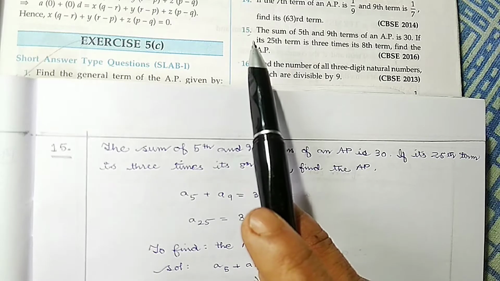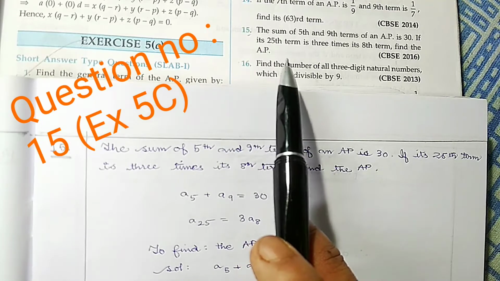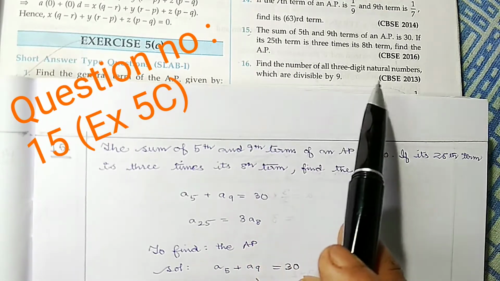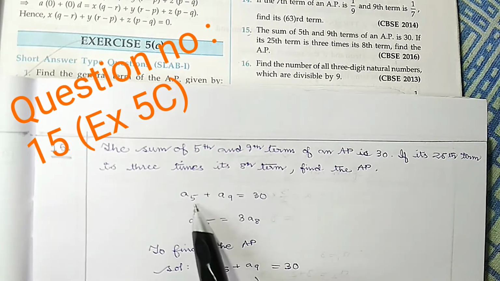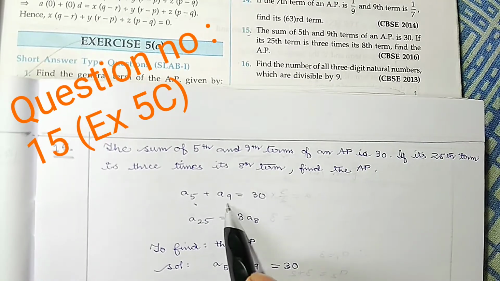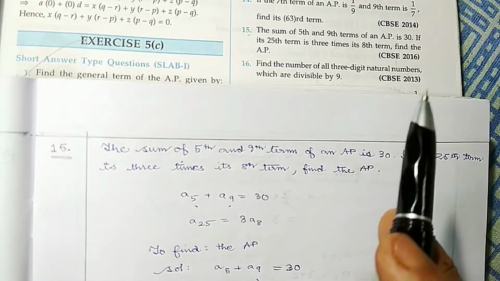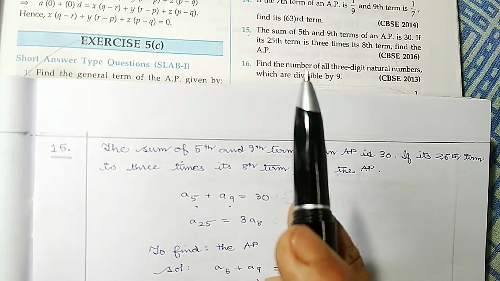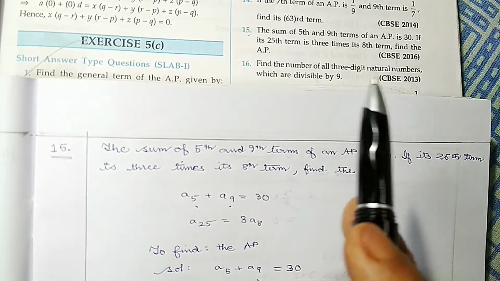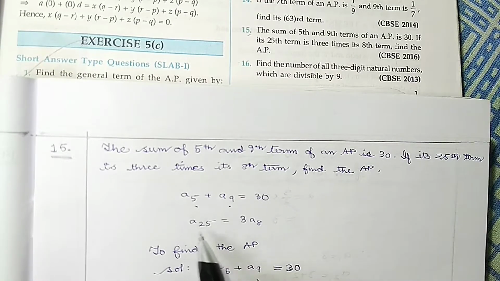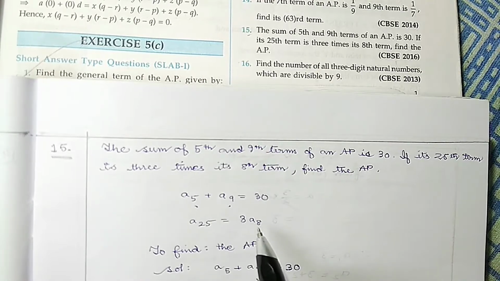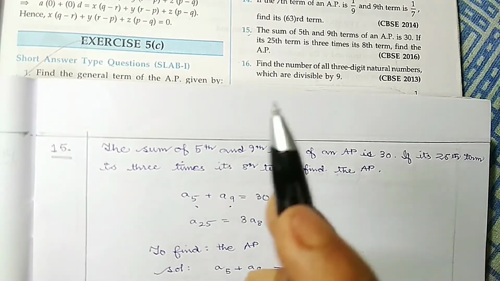Now in question number 15, it is given the sum of the 5th and 9th term of an AP is 30. So the sum of the 5th term and 9th term of an AP is 30, if its 25th term is 3 times its 8th term. If its 25th term is 3 times its 8th term, we are to find the AP.